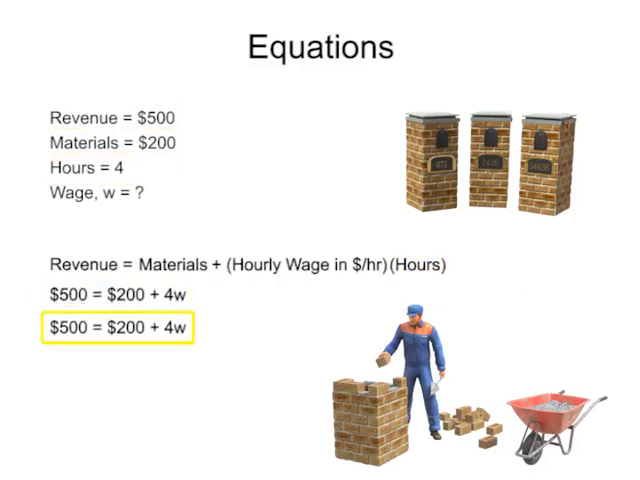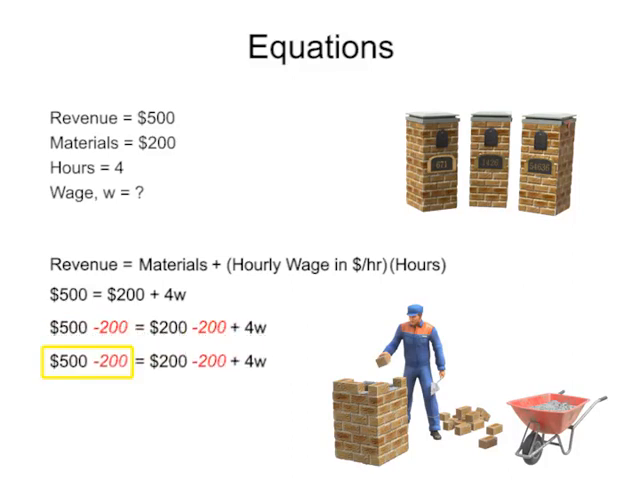Next, let's identify the variable we'd like to isolate. In this case, we want to know the hourly wage, W. To isolate the variable W, first subtract $200 from both sides and then combine like terms. On the left side of the equation, $500 minus $200 is $300. On the right side, $200 minus $200 cancels out to 0, leaving an equation of $300 equals 4 times W.